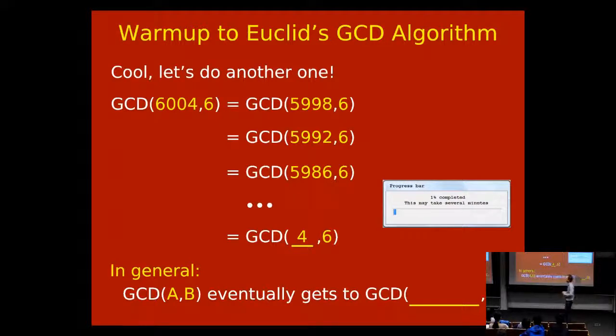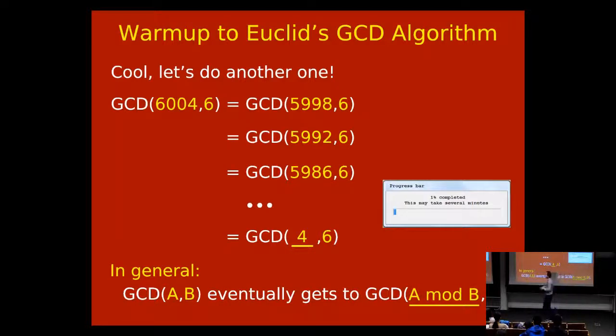The answer is 2. But in general, if you wanted to skip all these intermediate subtractions, if you have the GCD of A and B, and A is way, way bigger than B, what will you get down to here? Yeah, A mod B. You'll get down to the remainder of A when divided by B, because you'll just keep taking out copies of B until you're left with something smaller than B.